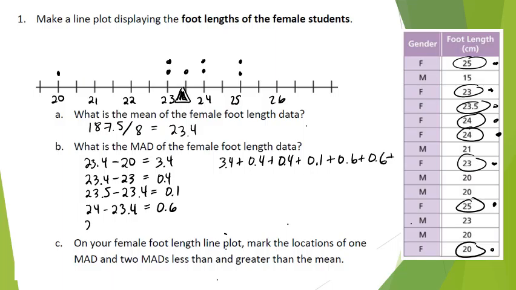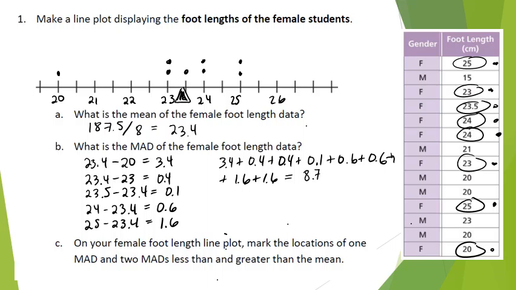And then lastly, I have 25. And 25 minus 23 4/10 is going to give me 1 6/10. So I'm also going to be adding 1 6/10 twice because I have two of those data values. So now let's go ahead and add up and find the sum of all of those differences. And I get a sum of 8 7/10.